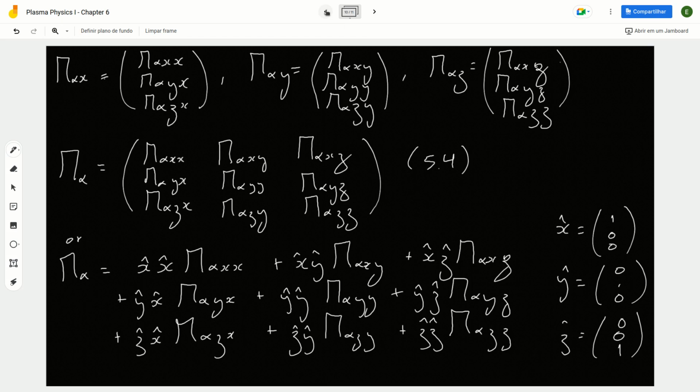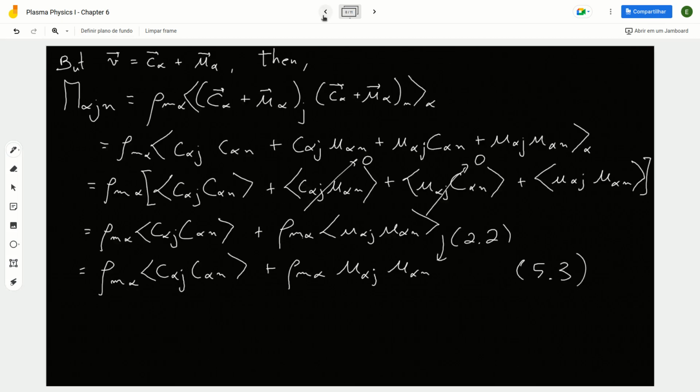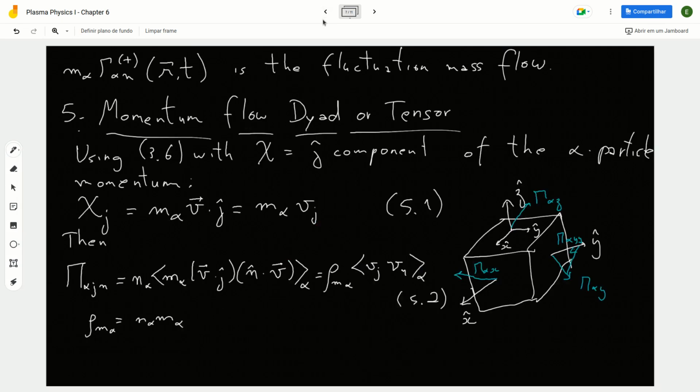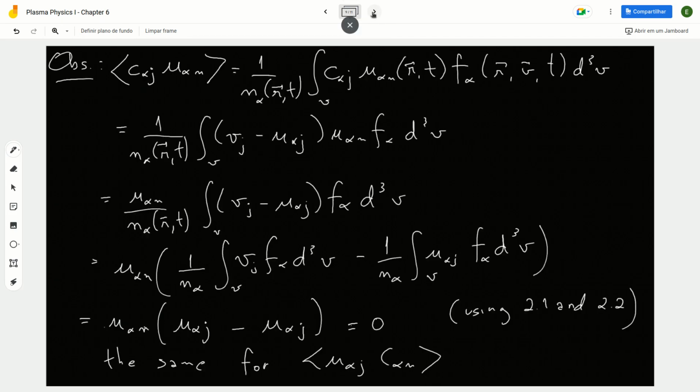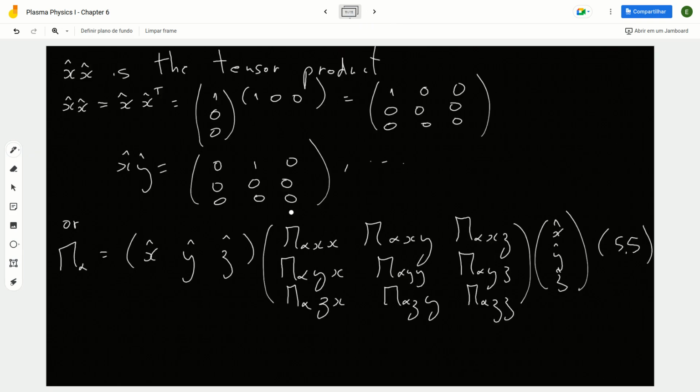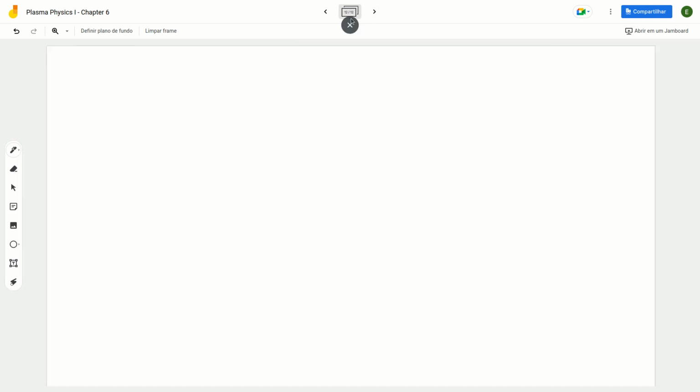Now from 5.2, let's see 5.2 here. You see that alpha jn is like this, vj vn. So it's the same as alpha nj, right? You just switch the vectors here.